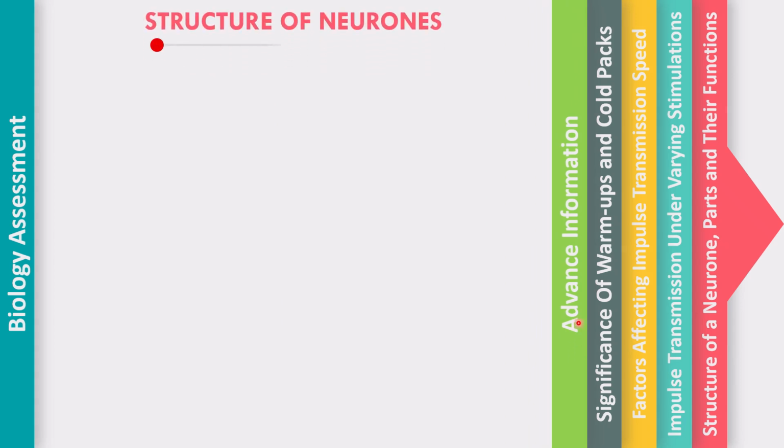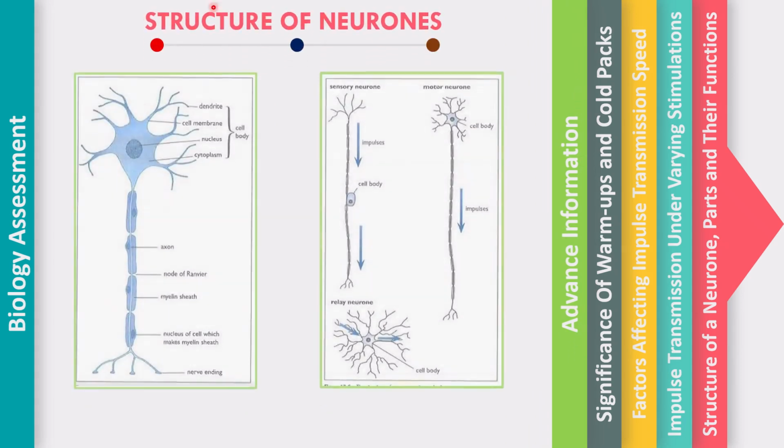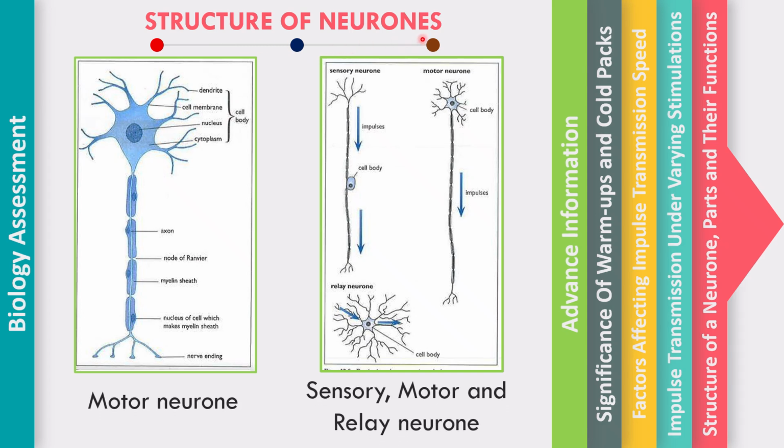Let's now talk about advanced information. We shall look at the structures of neurons. We have different types of neuron, a motor neuron here, magnified with the different parts. Here we have the sensory, motor, and relay neuron. This is a relay neuron. We have a sensory neuron here, and then we have a motor neuron.